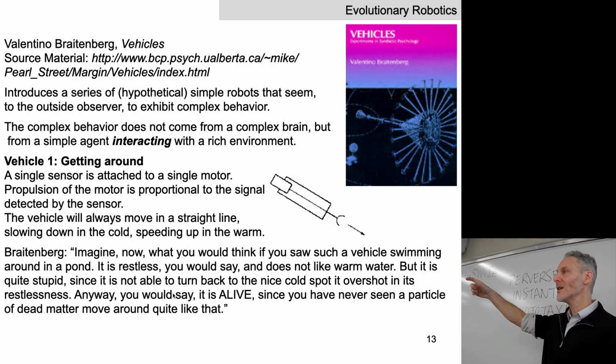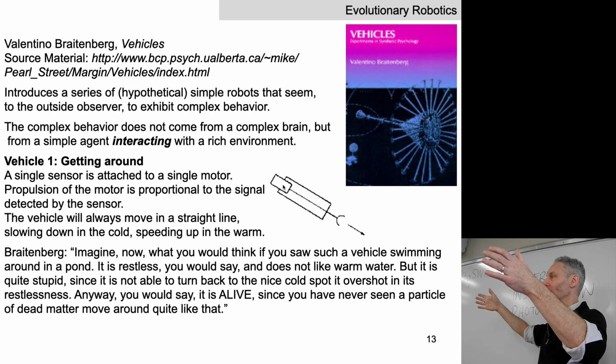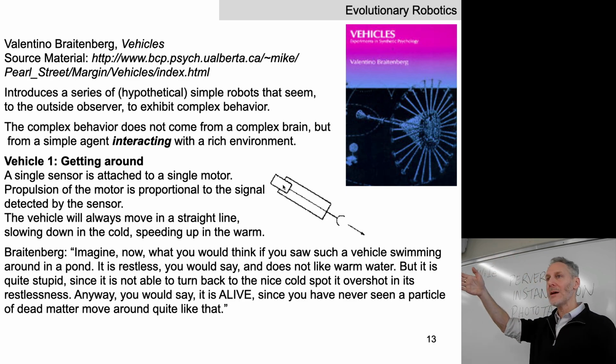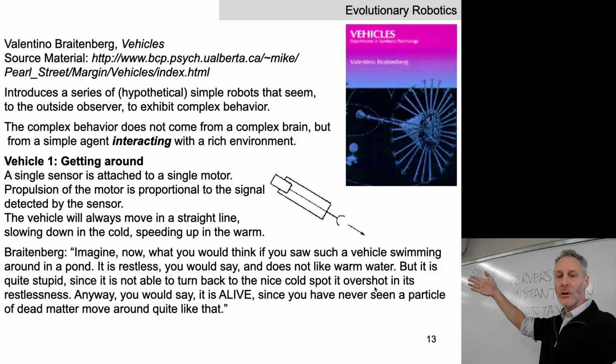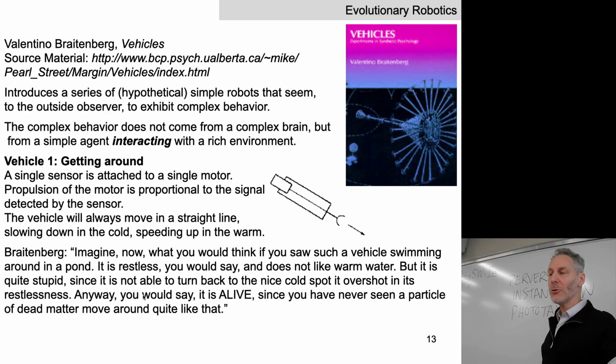So if the sensor is cold, that means the sensor is firing less strongly. It's sending a weaker signal along the wire or nerve fiber that's causing the wheel to turn more slowly or the tail to swish back and forth more slowly, which means the robot or organism is going to slow down in cold temperatures, and slow down but maybe not stop. So once it overshoots that cold spot, it's going to speed up again and go faster. Anyway, if you saw such a tiny thing swimming around in a pond, you'd say it's alive, since you've never seen a particle of dead matter move around quite like that.